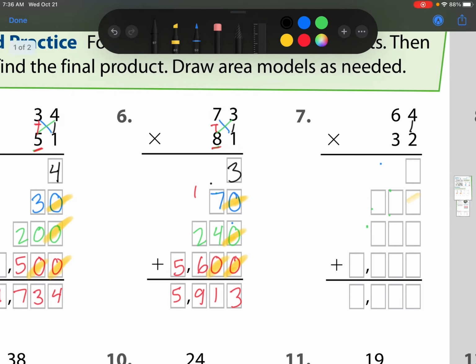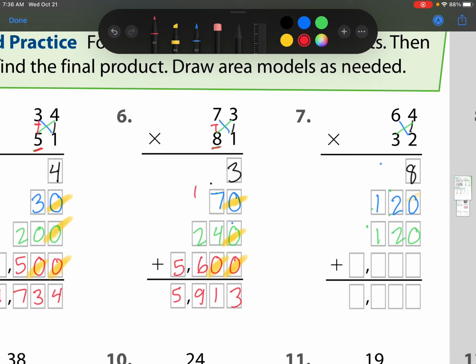2 times 4 is 8. 2 times 60. Well, 60 has a 0 because it's in the tens place value. So now I can do 2 times 6, which is 12. Our next one is 30 times 4. But notice that 30 is in the tens place value, so I put the 0 down. So then my basic math fact is 3 times 4, which is 12.